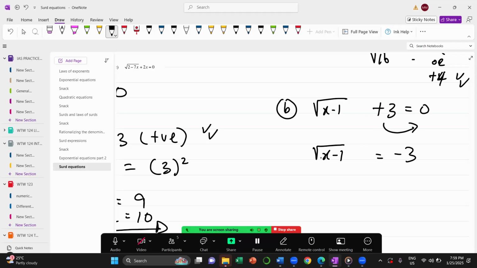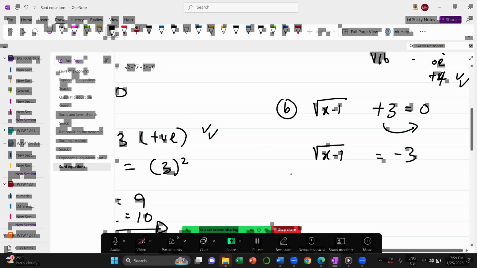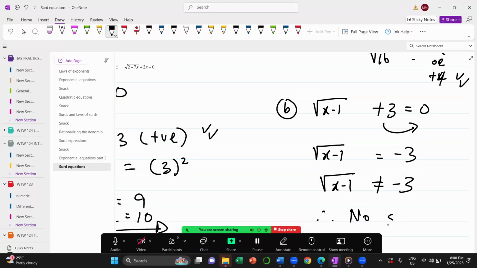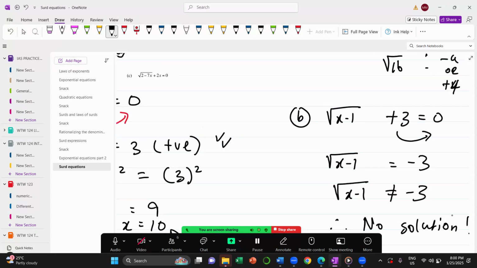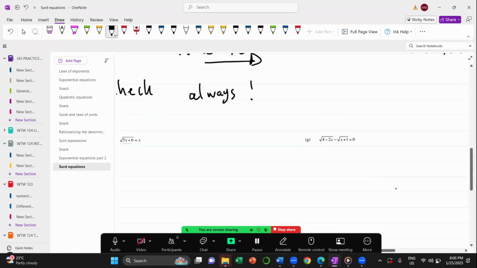No. I'm having a square root of a value equal to a negative answer. Is it okay? No. So therefore, I can just say square root of x minus 1 cannot be equal to negative 3. Therefore, no solution. There's no answer for x here. Is it okay? Yes, sir. Okay.